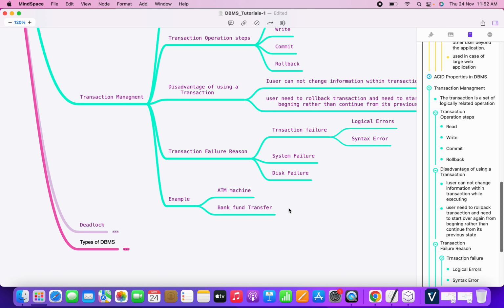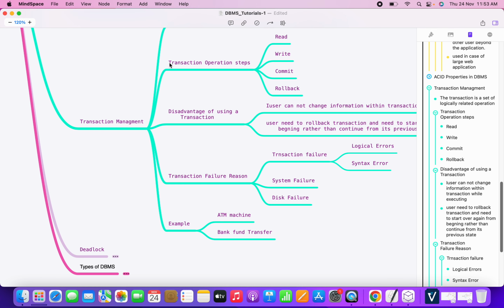At the same time as depositing, it writes to account B that 5,000 has been added into account B. At the same time, the withdrawal of 5,000 from account A is written to the account itself. So this is how a transaction works with these four operations: read, write, commit, and rollback.